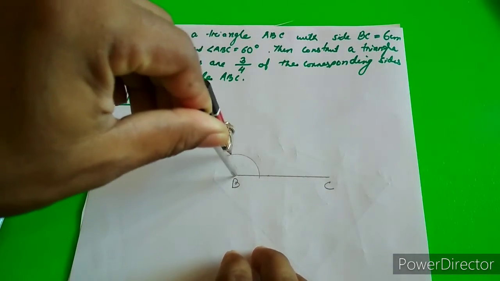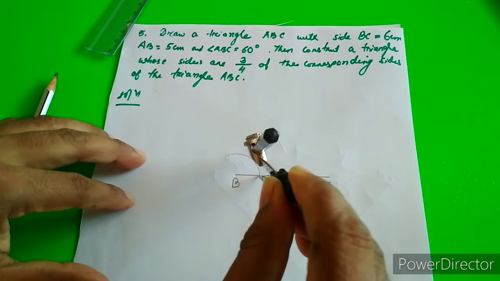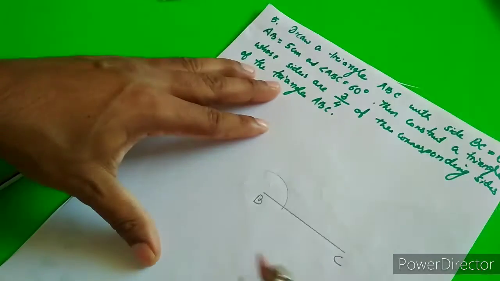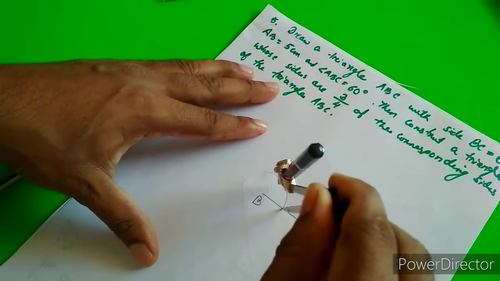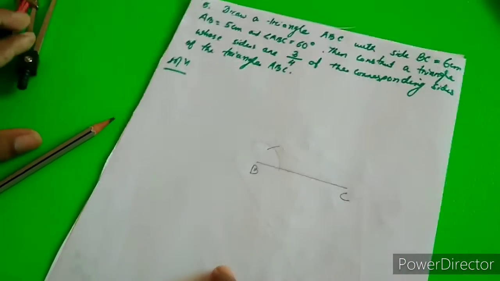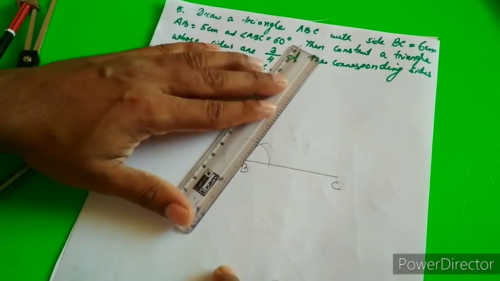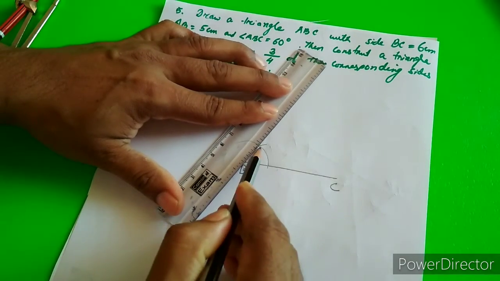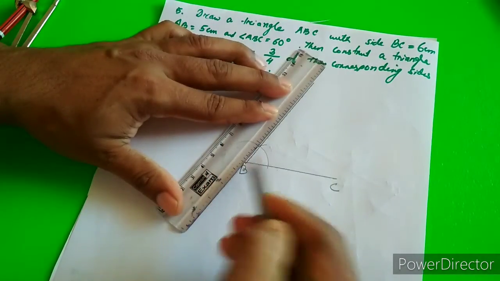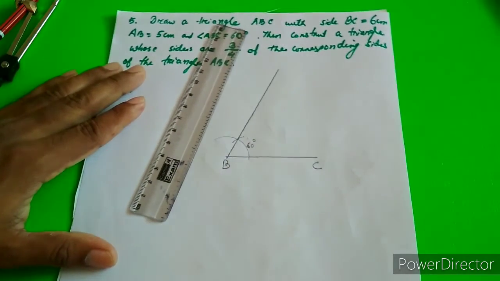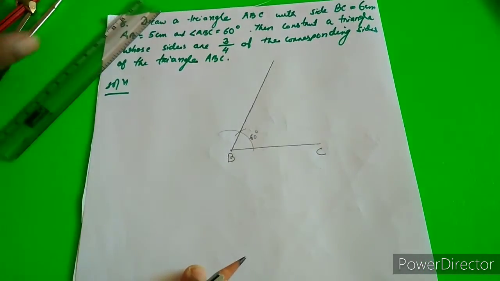Same measurement. Okay. Line segment. Okay. 60 degree completed. Clear? Now, AB.